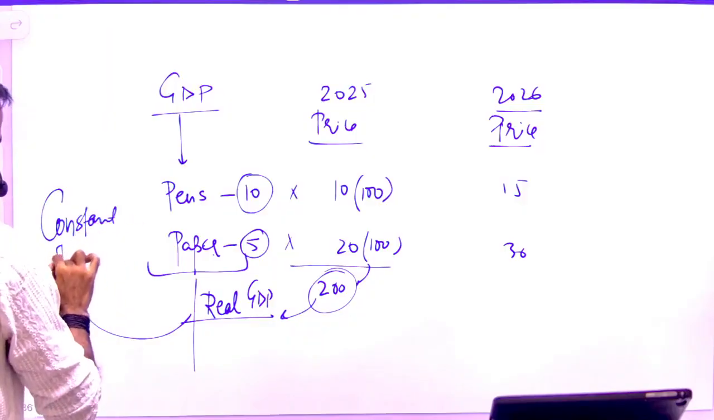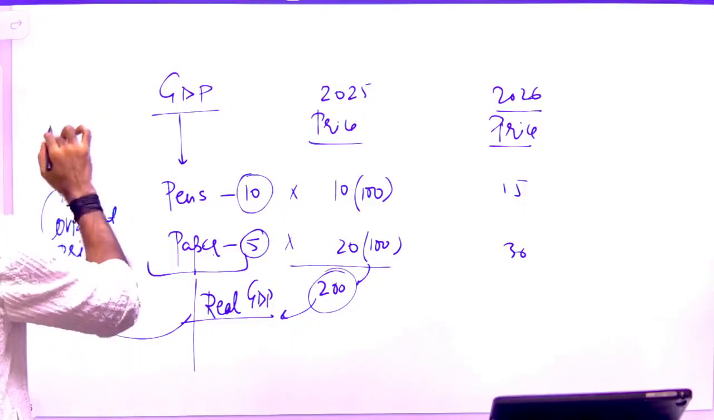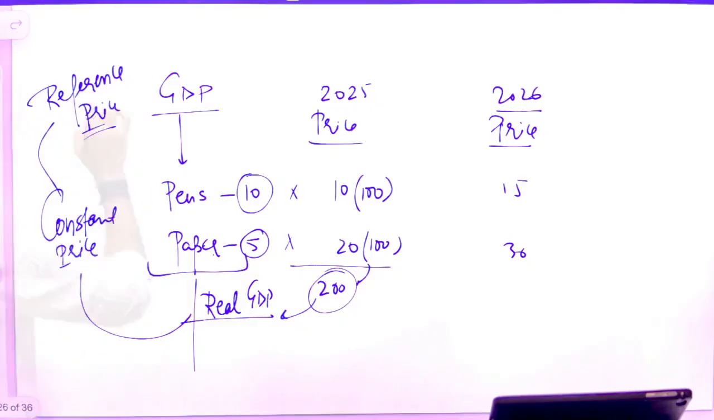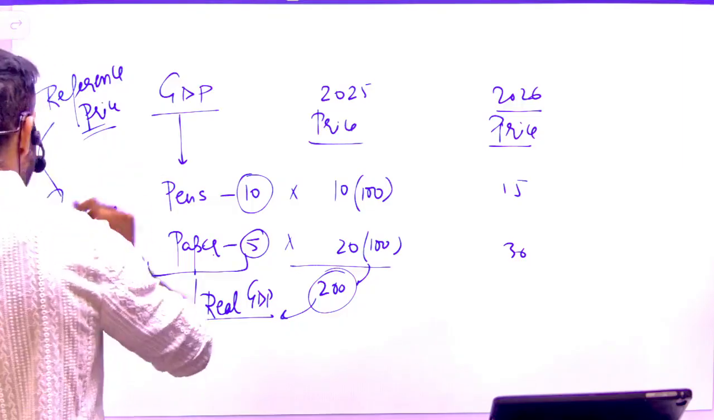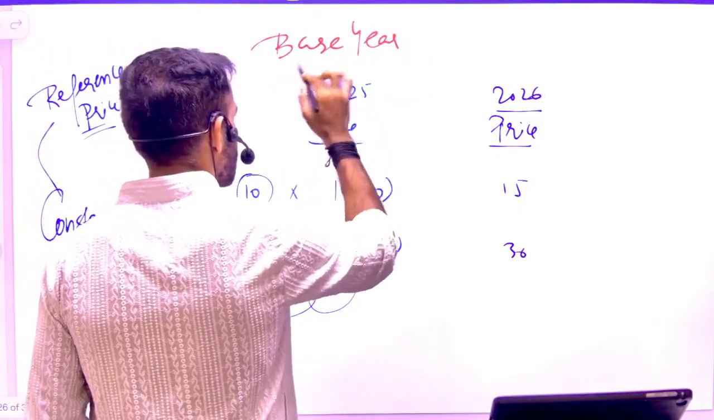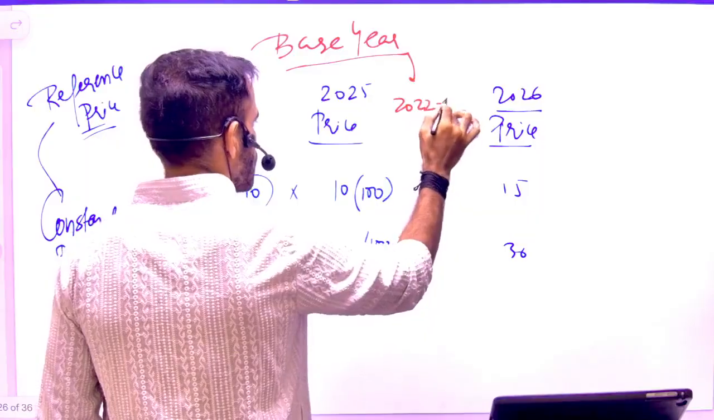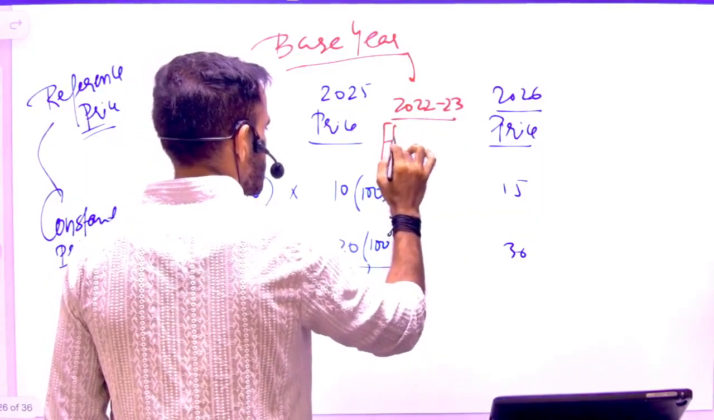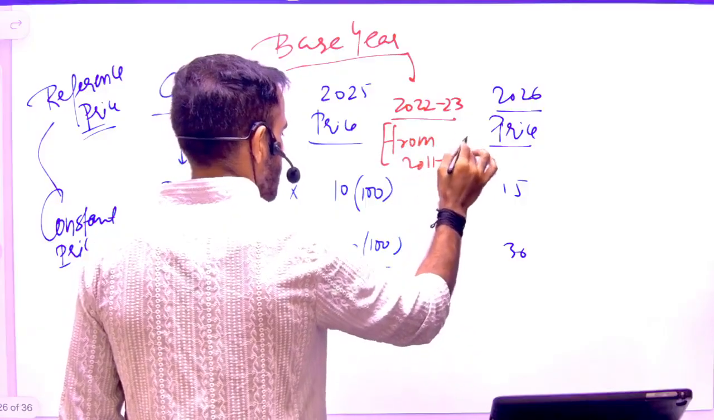Why are we saying it at constant price? Because we are comparing it, so it is the reference price. Right now in our economy, the base year or the reference year was changed recently. The reference year is also known as the base year. So the current reference year is 2022-23. What was the previous year? Previously it was 2011-12. That was the base year.